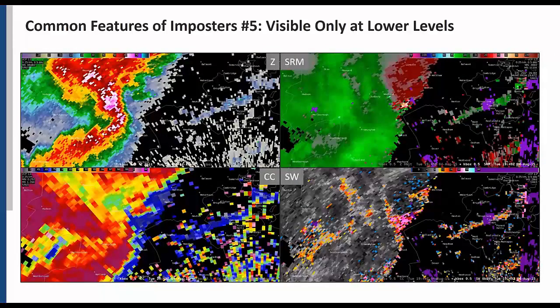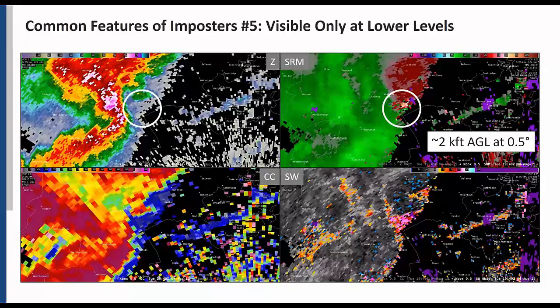So a fifth thing is that the circulations tend to be visible at lower levels. And so certainly on those 0.5 tilts is where we'll see them. In this case, on the 0.5 tilt, the center of the beam is only about 2,000 feet above ground level. Now, for those of you out there who have those low-level supplemental tilts where you can see even lower, you'll definitely be able to see them on those lower tilts as well.